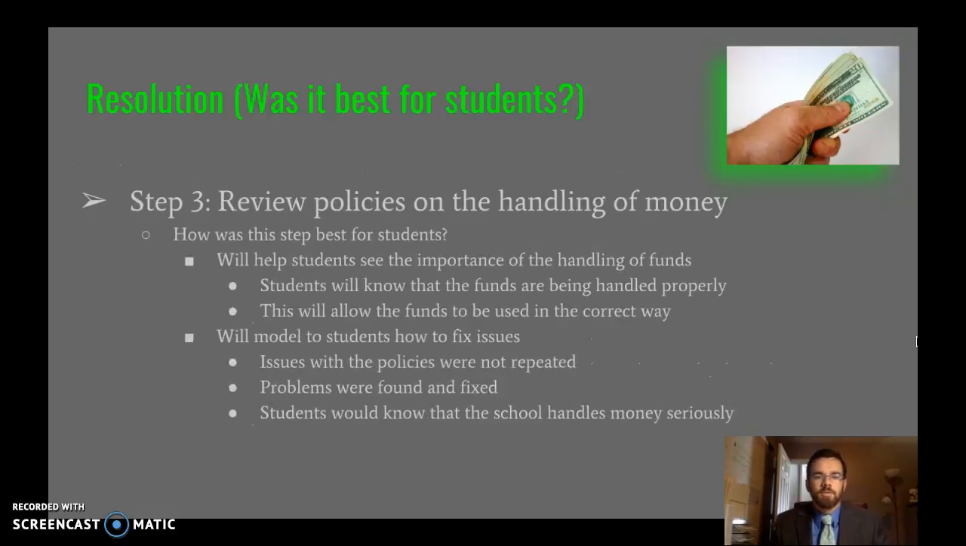And step number 3, was it best for students? Reviewing policies on handling money. Yes. This will help students see the importance of handling funds.